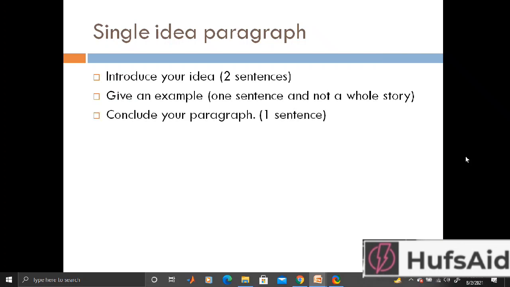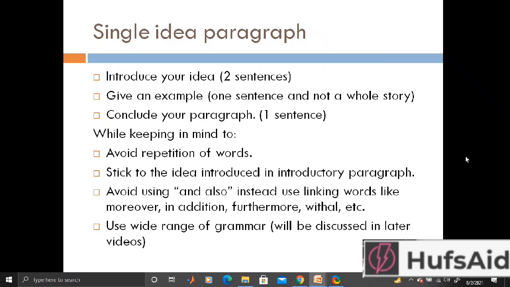So in total, for a single idea paragraph, you have 5 sentences. We write this single idea paragraph while keeping in mind to avoid repetition of words. If you have already used some word, then avoid using the same word. Instead use a synonym, or if you cannot come up with a synonym that perfectly fits the same situation, then try to change the word morphology. Say for example, if you have used something in the verb form, then try to use the noun form, or at least change the participle of the word.